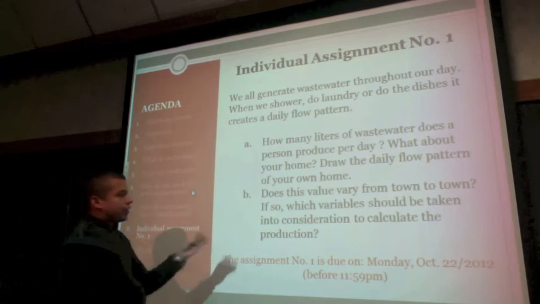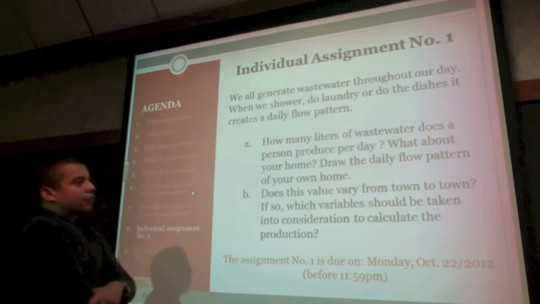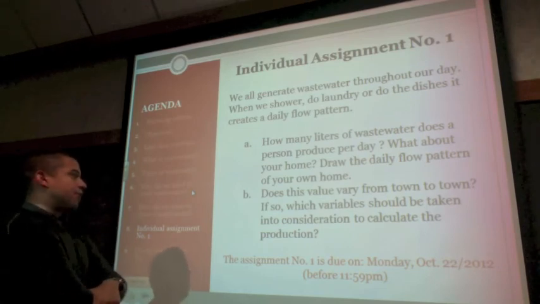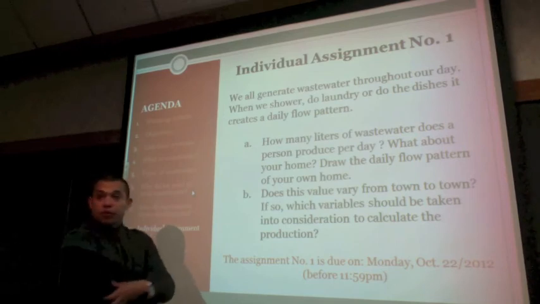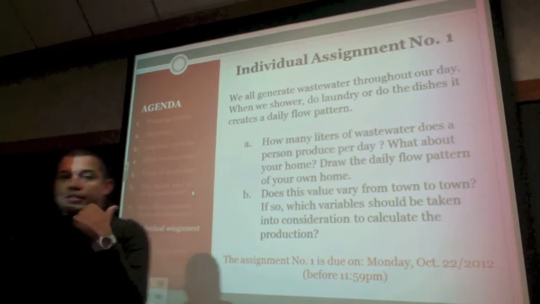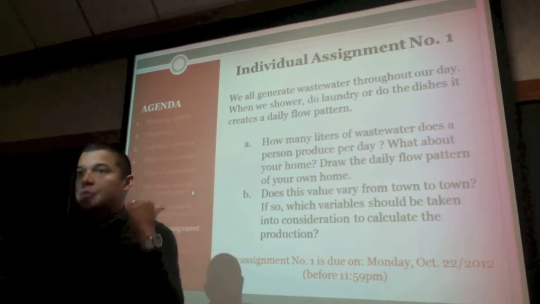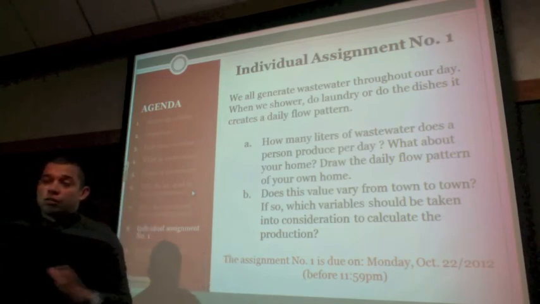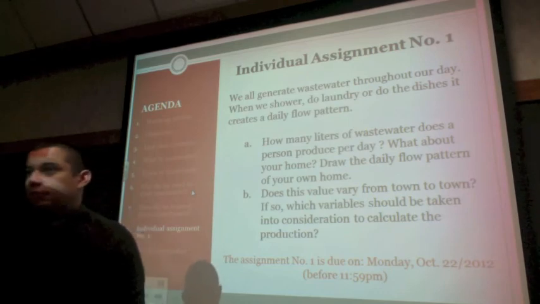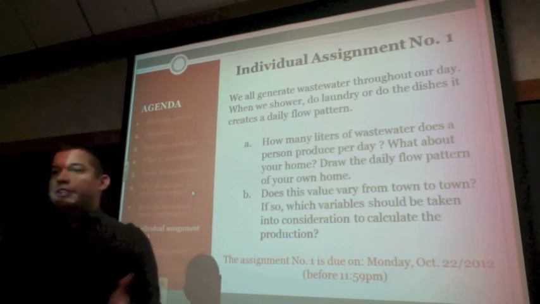And part B: does this value vary from town to town? If so, which variables should be taken into consideration to calculate the production? So that's the first assignment, due next week. Do you have any questions about this? If so, just contact me by email or by phone, and I can answer the questions that you have. Just feel free to do it.